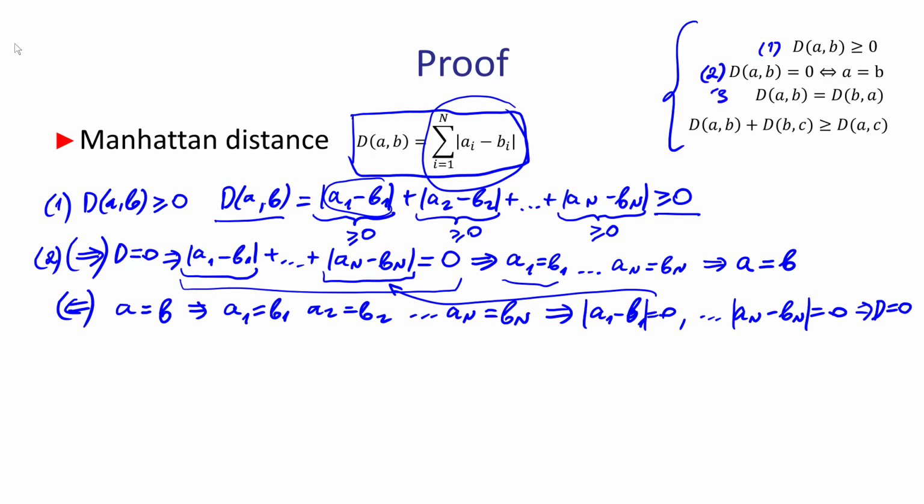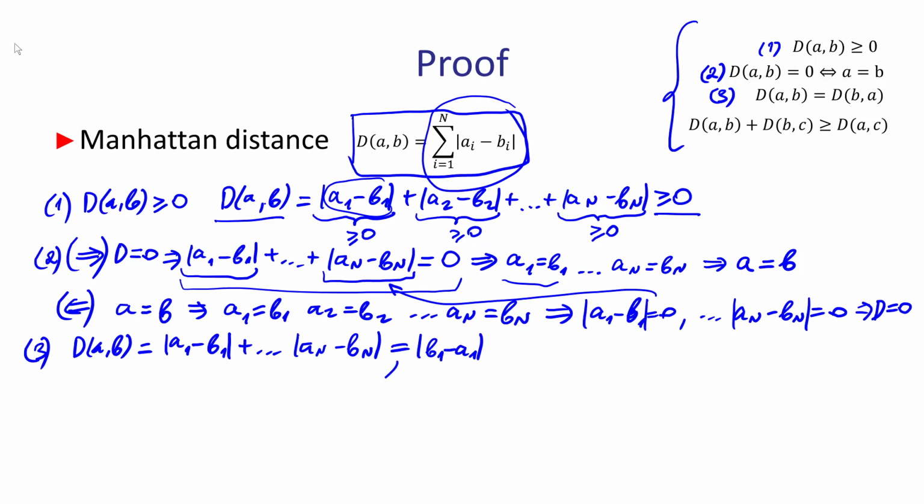How about the third part? The third part is also easy, since our d of AB is basically the sum of absolute values of a1 minus b1 and so on to an minus bn. It also equals |b1 minus a1|, since inside of the absolute value you can change the order. So technically this is what it says.